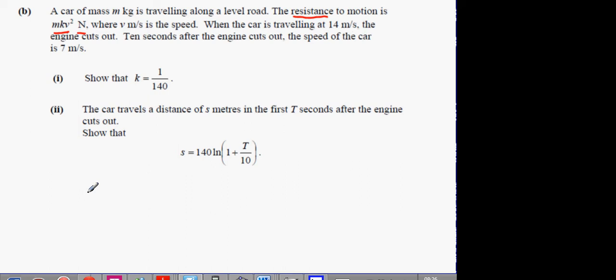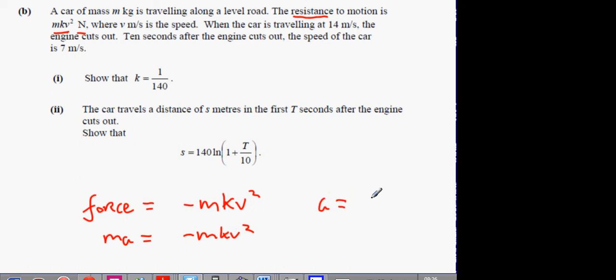So your acceleration is basically, we'll start off with force because that's what we're given. Force is a negative force because it's slowing you down, minus mkv squared. Force is ma, which is minus mkv squared a. Therefore, by that logic, when you cross off the m's, it's got to be minus kv squared. We've got to check out what type of question we're looking for.